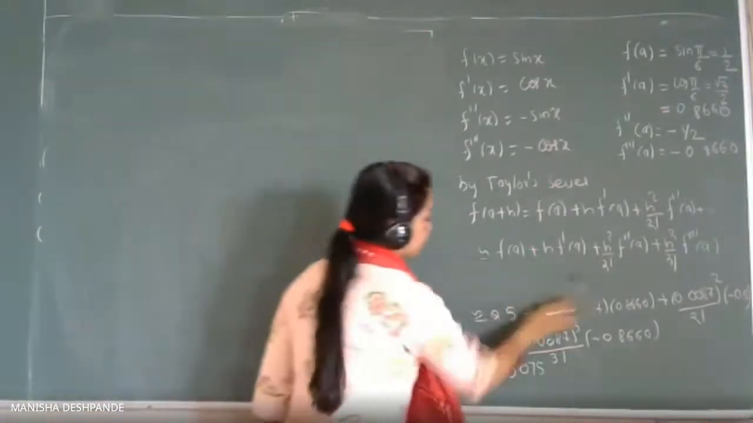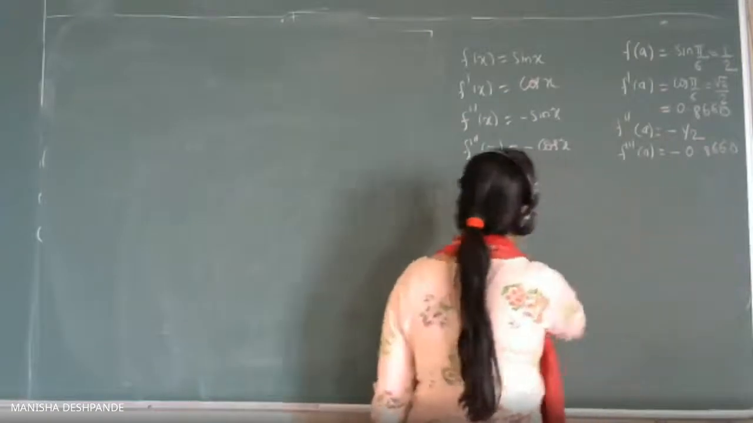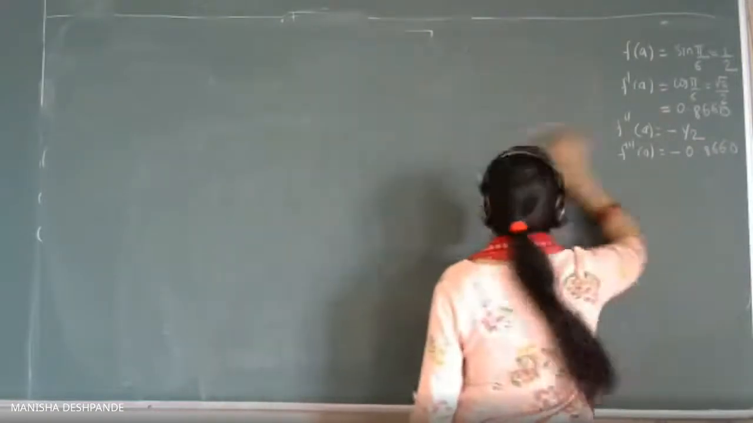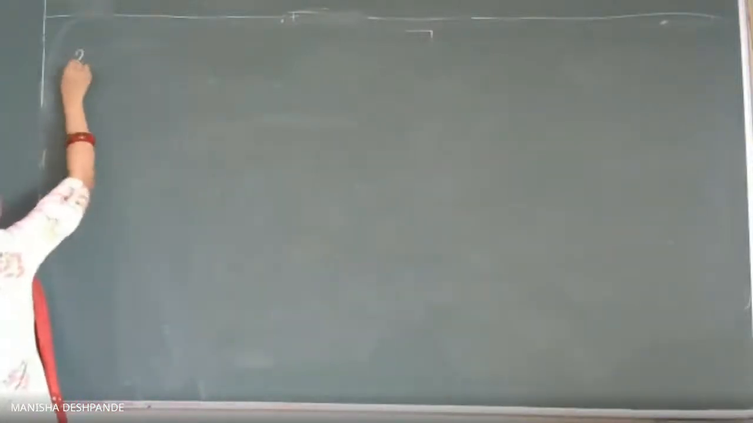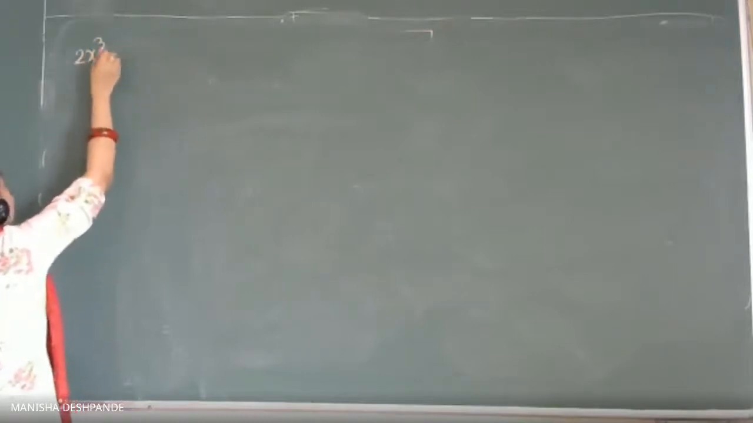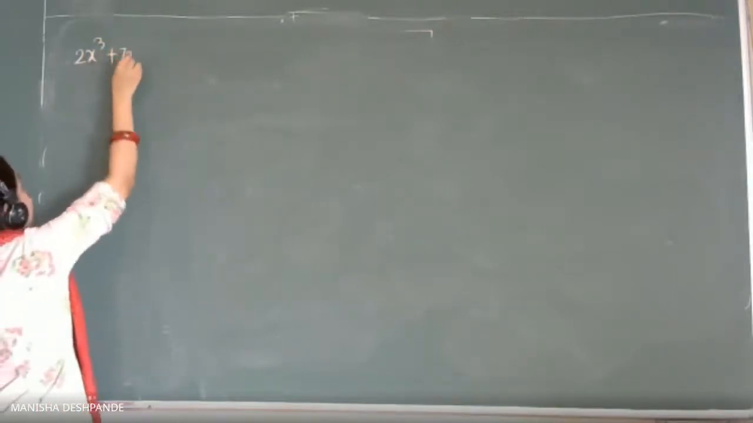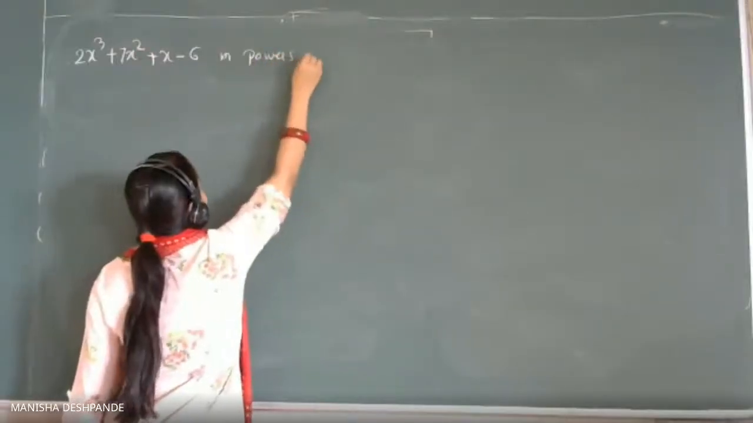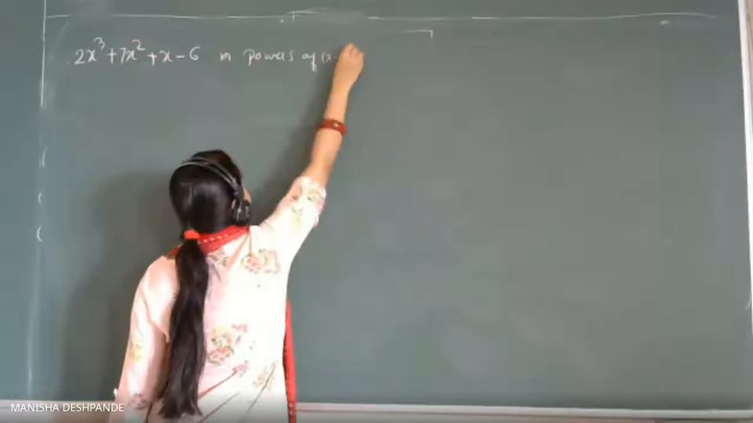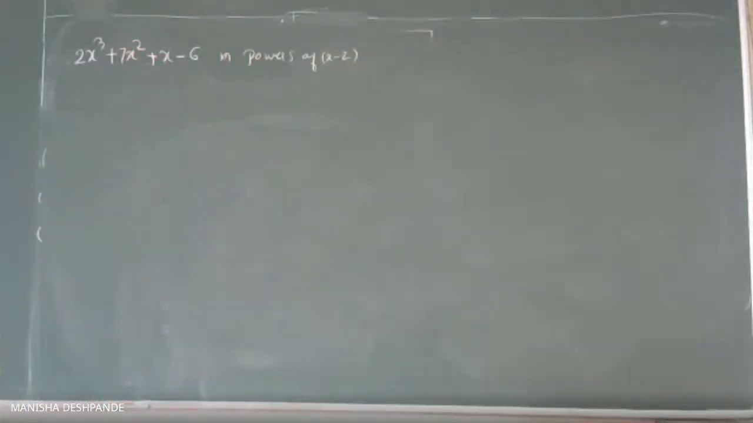So, first of all, what is given to you? Polynomial is given. So, f of x is given. Let me write down the question. Expand 2x cube plus 7x square plus x minus 6 in powers of x minus 2. Okay, good.